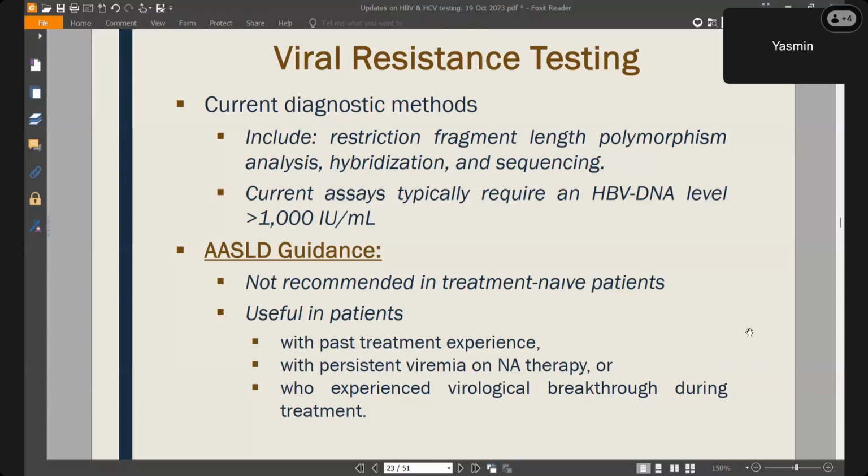But the most important thing is that AASLD basically say that, yeah, it may be useful in those who have past treatment experiences. In other words, those who have been treated and now there's reactivation, or despite being on treatment, the viremia persists. And of course, those who experience what we call virological breakthrough during treatment itself. In other words, they were initially doing very well, then suddenly the level goes up for no reason whatsoever. So that's when you want to consider testing for viral resistance. And that's it, I think, as far as Hep B is concerned. Next slide.